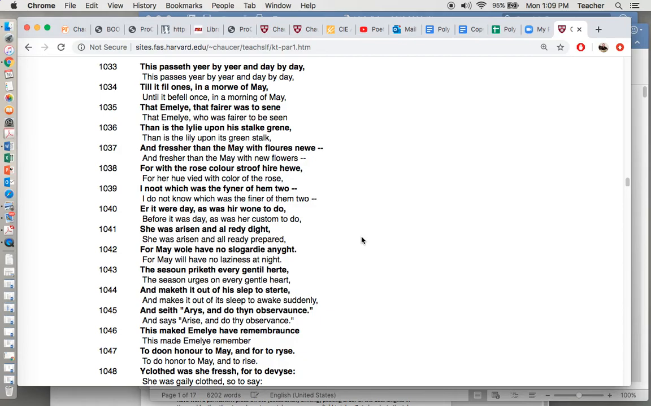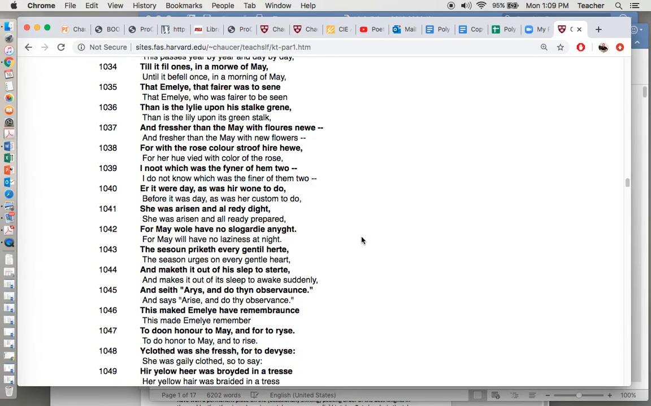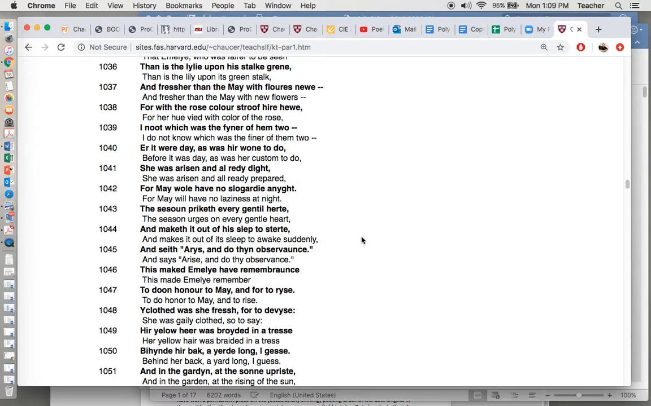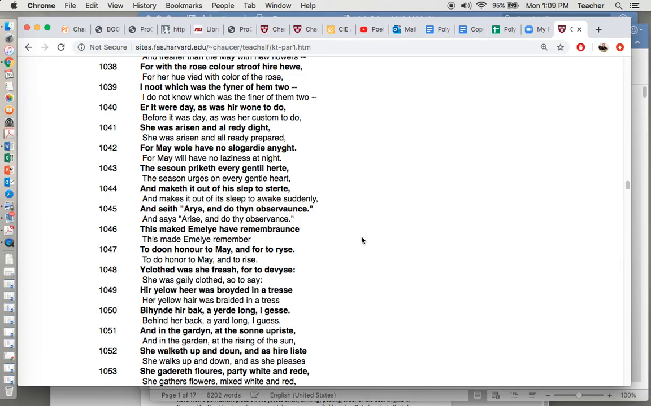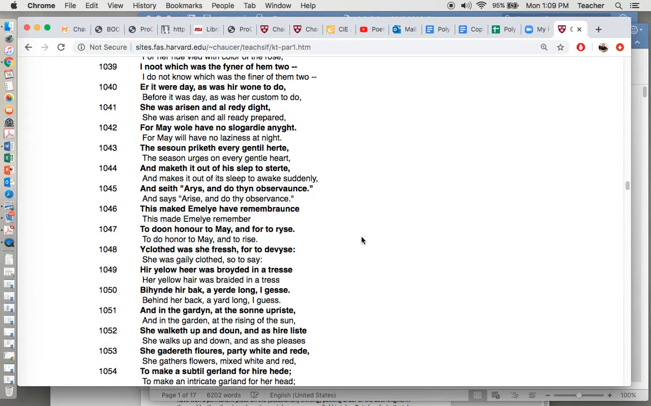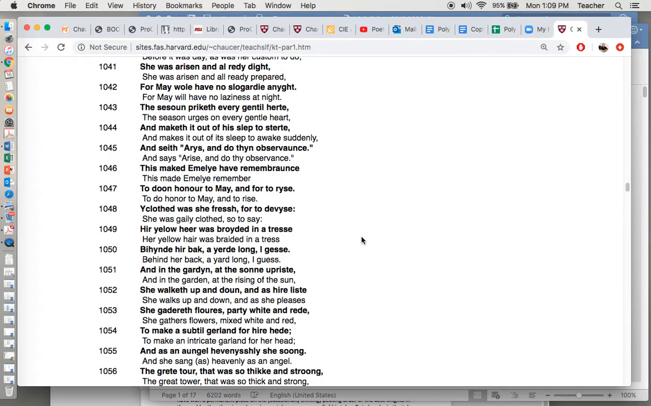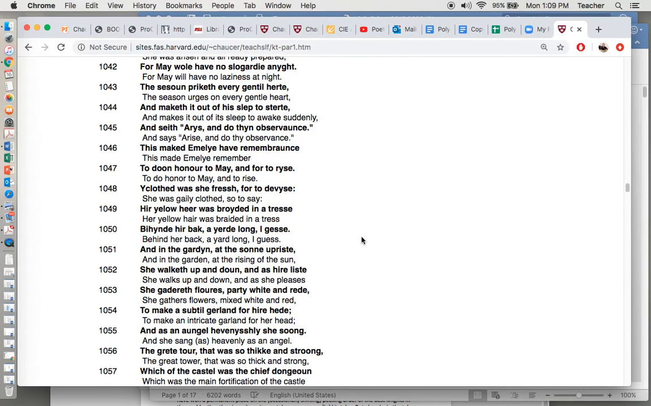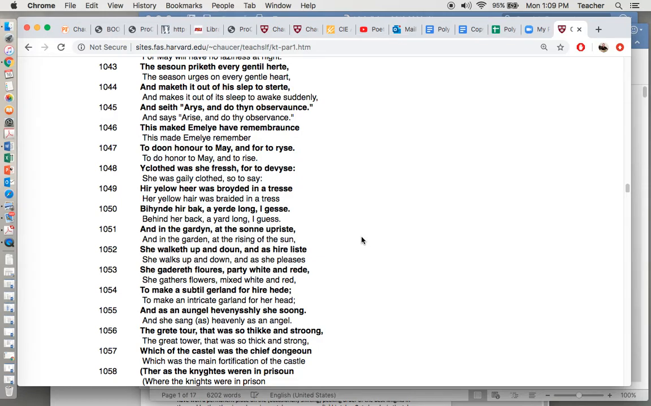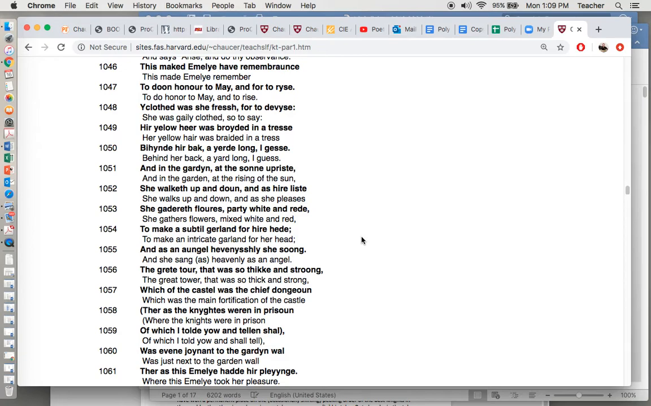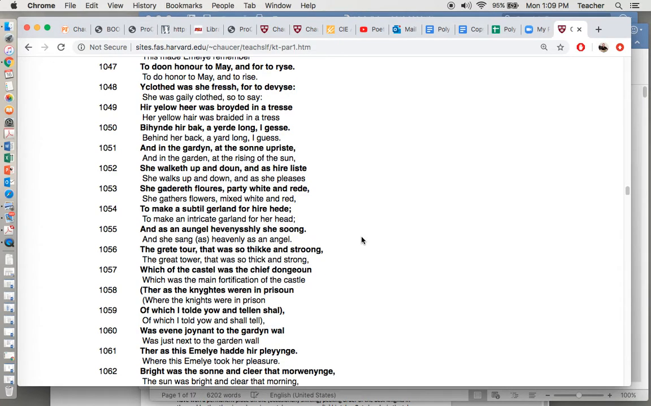This maketh Emily have remembrance to do honour to May, and for to rise. Yclothed was she fresh for to devise. Her yellow hair was braided in a tress behind her back a yard long, I guess. And in the garden at the sun upriste she walketh up and down, and as her liste she gathereth flowers, party white and red, to make a subtle garland for her head, and as an angel heavenly she sung. The great tower that was so thick and strong, which of the castle was the chief dungeon, where as the knights were in prison of which I told you and tellen shall, was even joinant to the garden wall there as this Emily had her playing.